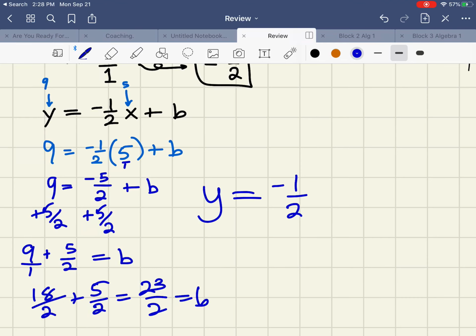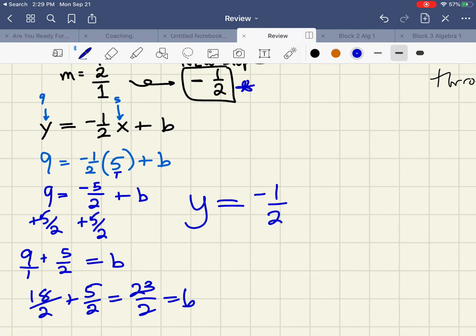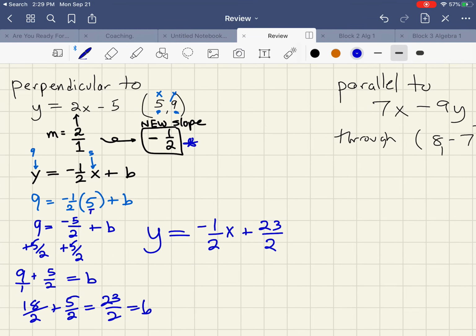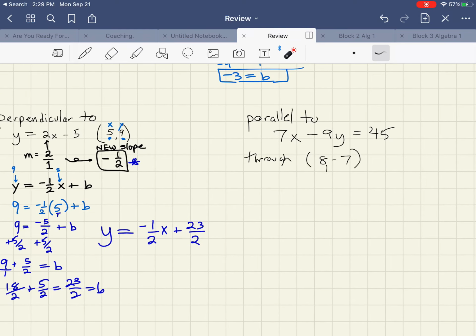Rewrite my equation. My slope was -1/2 times x plus 23/2. A common mistake is people always refer back to the slope of the original problem, but we want perpendicular, and that's the slope for the new line. That's the one we want. One last problem here.